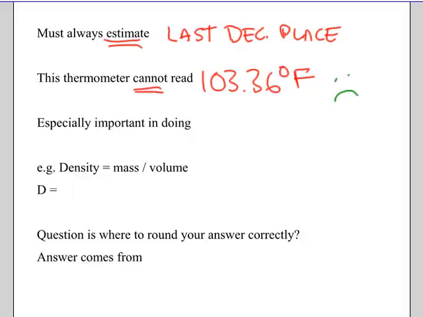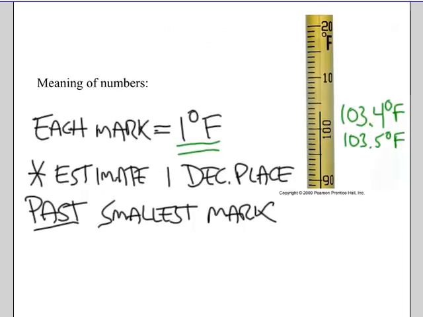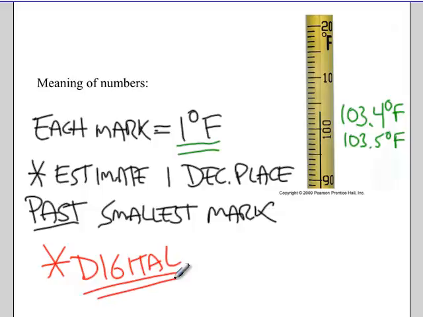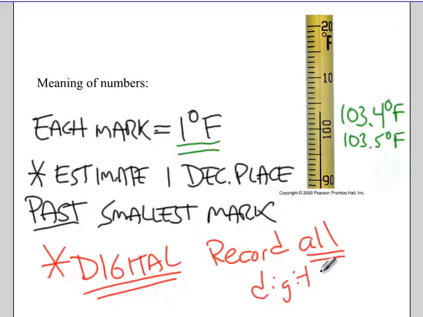One other thing to notice about this, if this had been a digital thermometer, in the lab we're going to be using digital balances. Digital devices are a lot easier. For a digital device, you just record all of the digits. In other words, there's no rounding at all. It's only for something that's analog like this that you have to estimate that last decimal point.